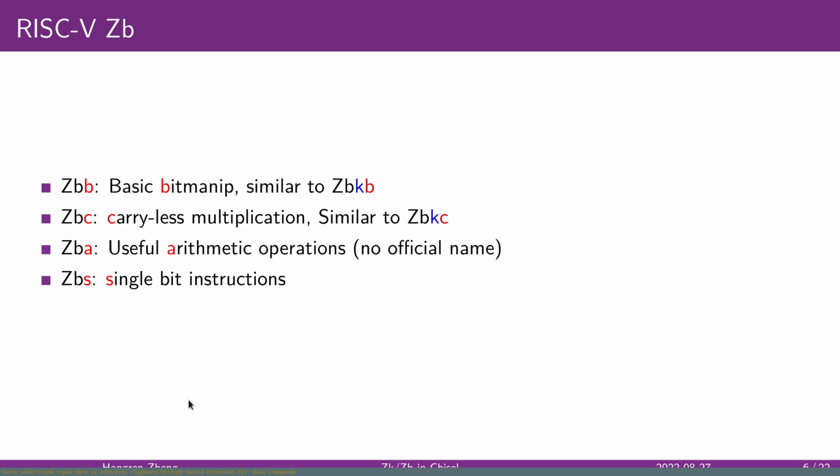And the ZB extension covers the basic bit manipulation, like rotation and byte reverse. So it is very similar to ZBKB. And carryless multiplication is very similar to ZBKC. And ZBA and ZBS are some useful arithmetic and single bit instructions.